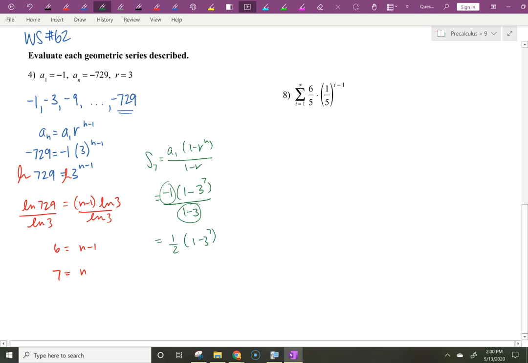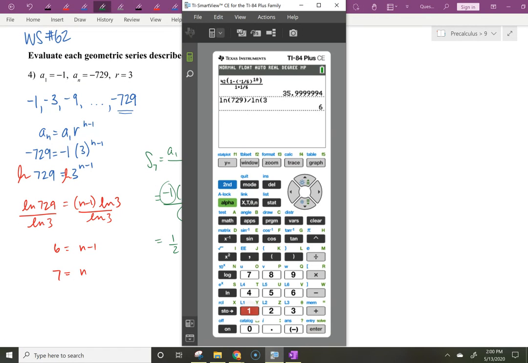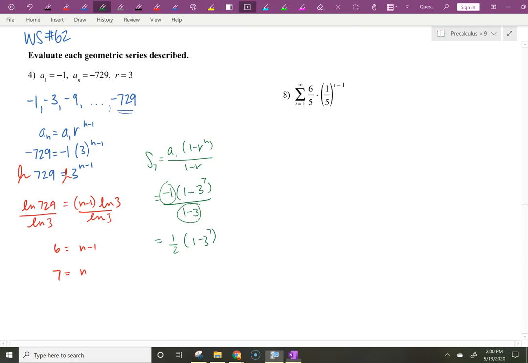So now I can go ahead and get my calculator and go 1 minus 3 to the 7th is that, divided by 2, or times 2 would be a bad idea. Divided by 2 is that, because it was multiplied by a half, and I forgot to hit enter, and it is 1093. So -1093 would be my solution for the sum of the first 7 numbers.